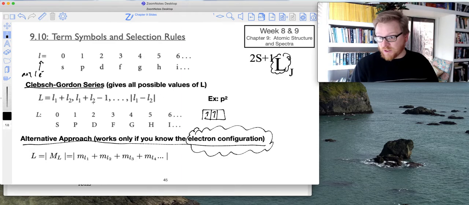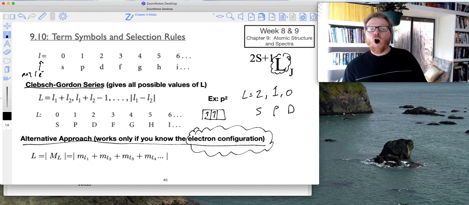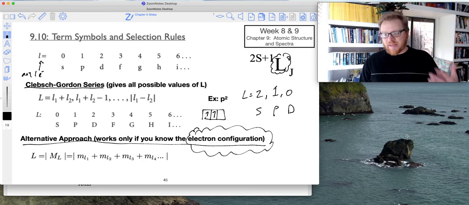So if we use the Clebsch-Gordan series, we note that both of these p electrons have l values of 1. Okay, so my big L is going to go 1 plus 1 is 2, but then I could go 1 plus 1 minus 1, that would give me a 1, and all the way down to l1 minus l2, that would give me a 0. And so if I look at all of the possible terms, that's an S, a P, or a D. All of those term symbols are possible for any given p2.